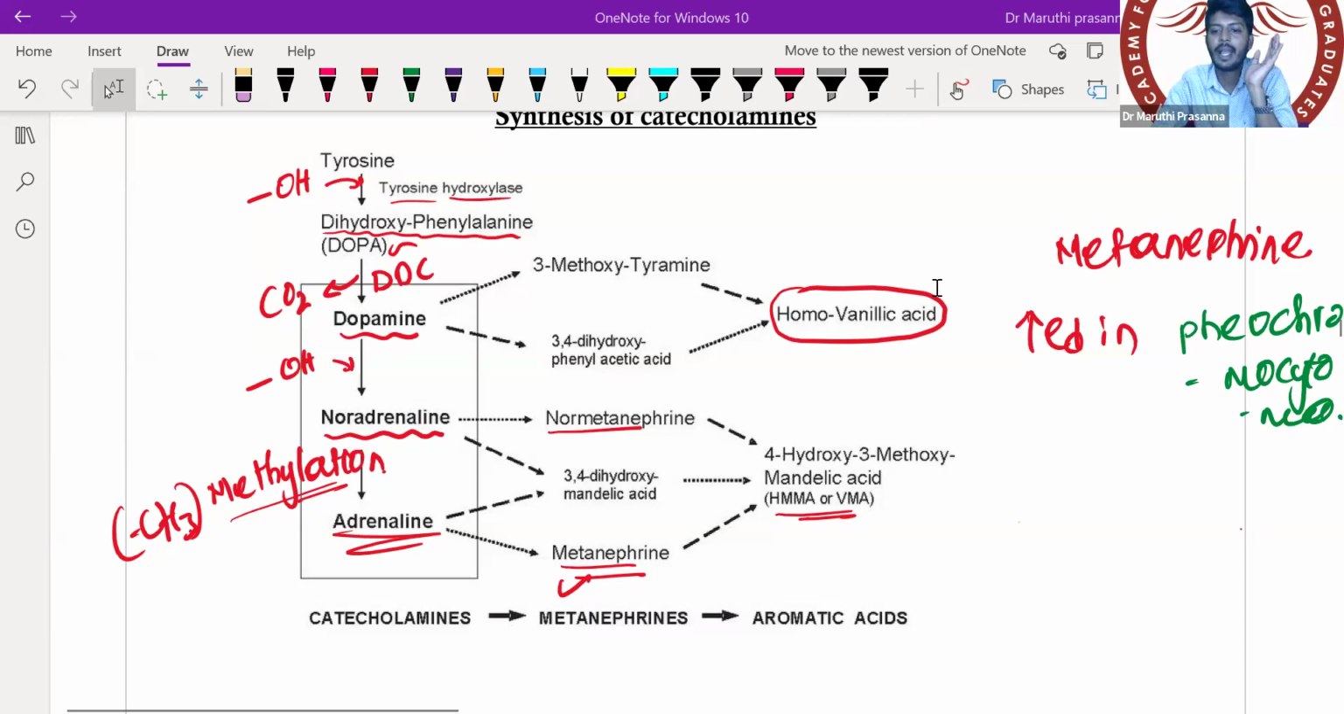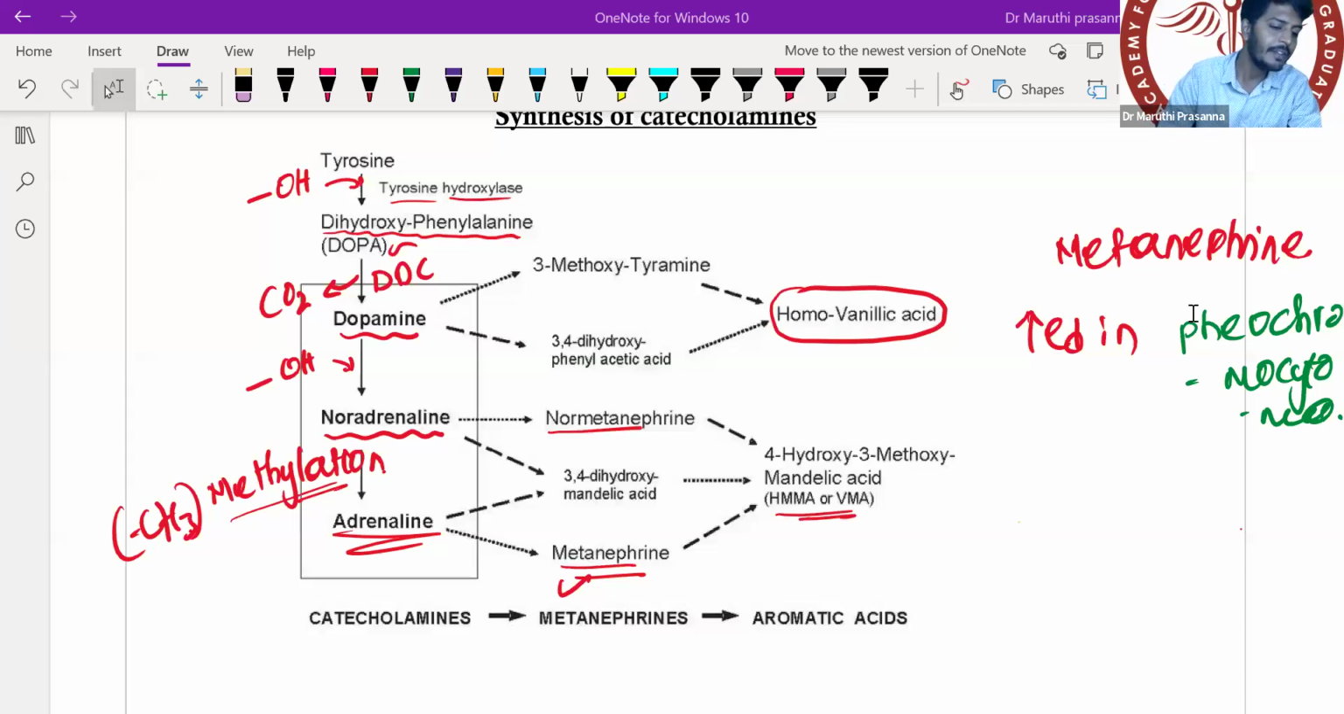Yes, we need to combine propranolol. Very good. All of you are correct. A beta blocker, that is propranolol, should be combined. After you combine propranolol, we can control the blood pressure. Later, what we have to do? Later, we will surgically remove the tumor. This is the story of pheochromocytoma.